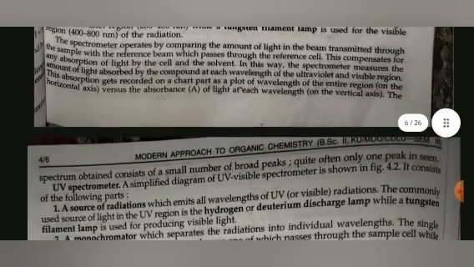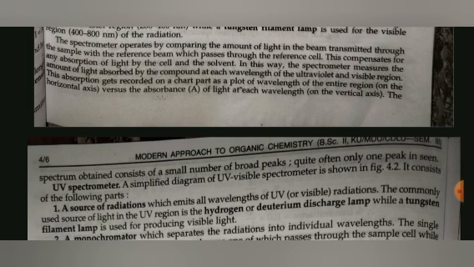The spectrometer operates by comparing the amount of light in the beam transmitted through the sample with the reference beam which passes through the reference cell. This compensates for any absorption of light by the cell and the solvent. In this way, the spectrometer measures the amount of light absorbed by the compound at each wavelength of the ultraviolet and visible region.